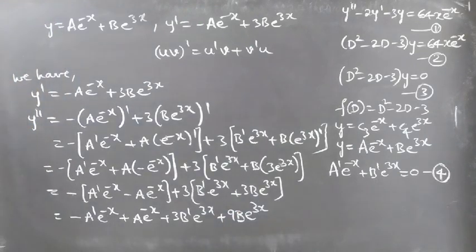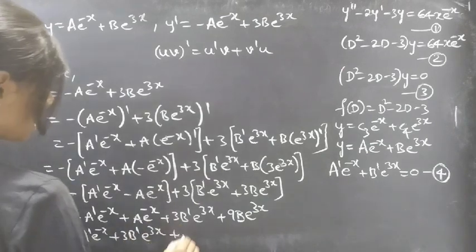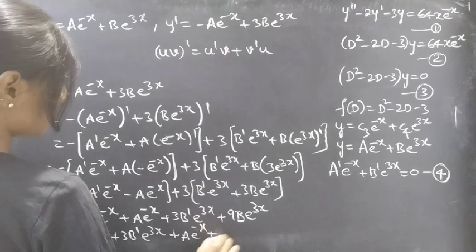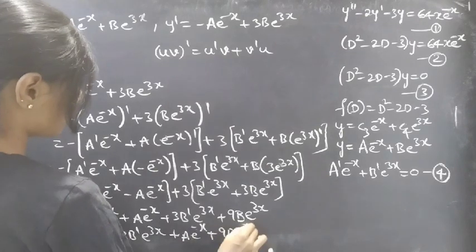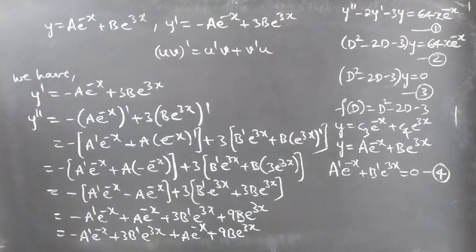Let's now write the terms involving a' and b'. Firstly, we'll get minus a' e^(-x) plus 3b' e^(3x). Now write the remaining terms: plus a e^(-x) plus 9b e^(3x). So we got y'' here.